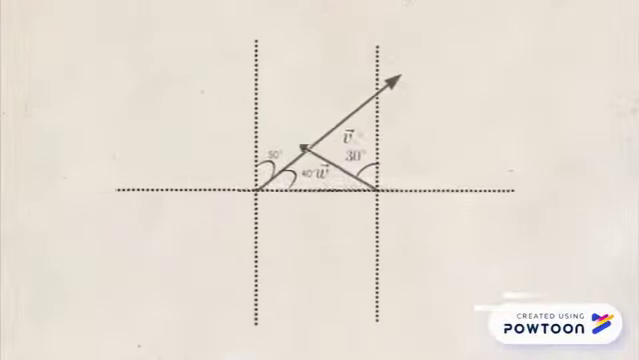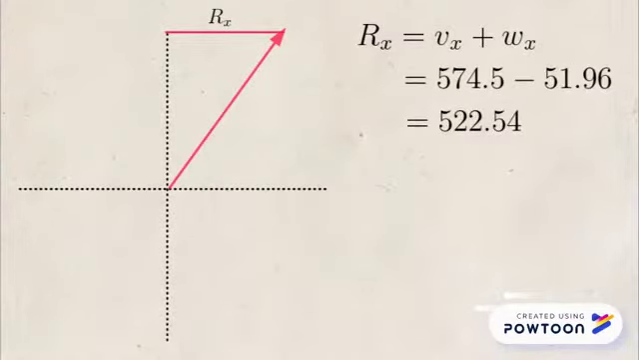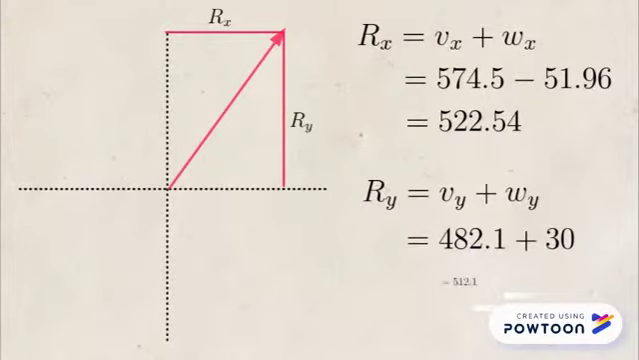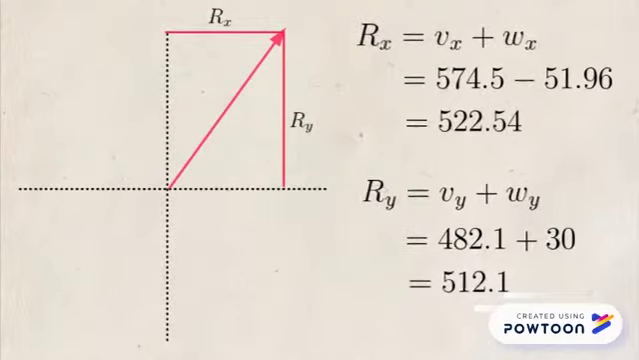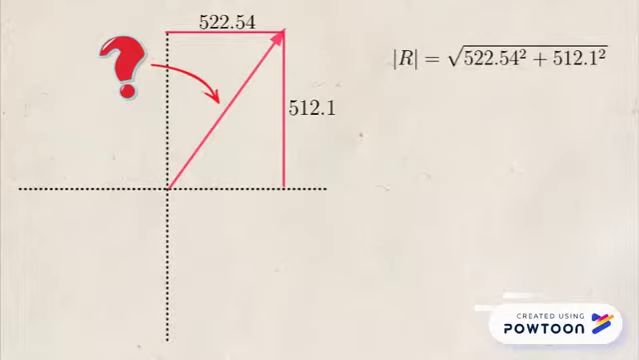Now let's find the resultant x and y coordinates. Rx equals Vx plus Wx, which equals 522.54. And Ry equals Vy plus Wy, which equals 512.1. Using Pythagoras' theorem, we can calculate the magnitude of the resultant. So the absolute value of r equals the square root of 522.54 squared plus 512.1 squared, which approximately equals 731.6 kilometers per hour.